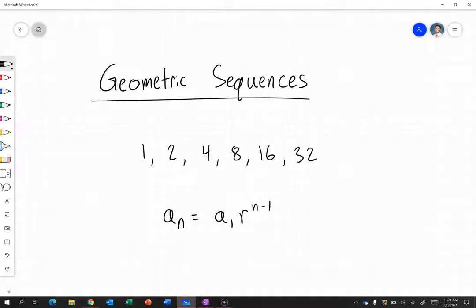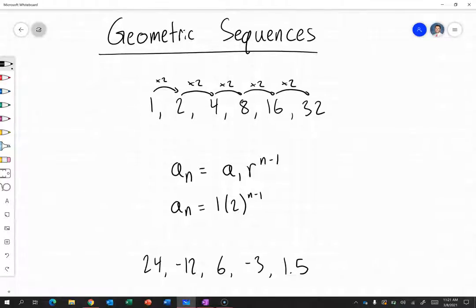So for example, if we look at this first geometric sequence, right, we can tell it's geometric because we are multiplying by 2 every time. So because we're multiplying by 2 every time, that means our common ratio is 2. So r is 2. Our first term is 1. So the formula for the nth term would simply be 1 times 2 to the n minus 1. And we can simplify that to 2 to the n minus 1.